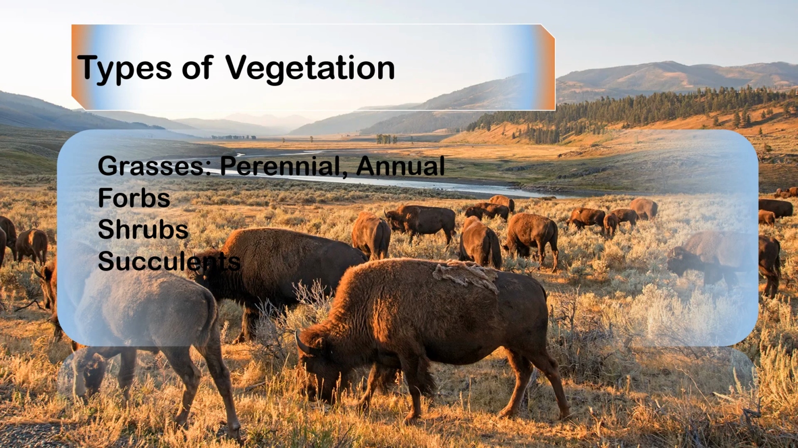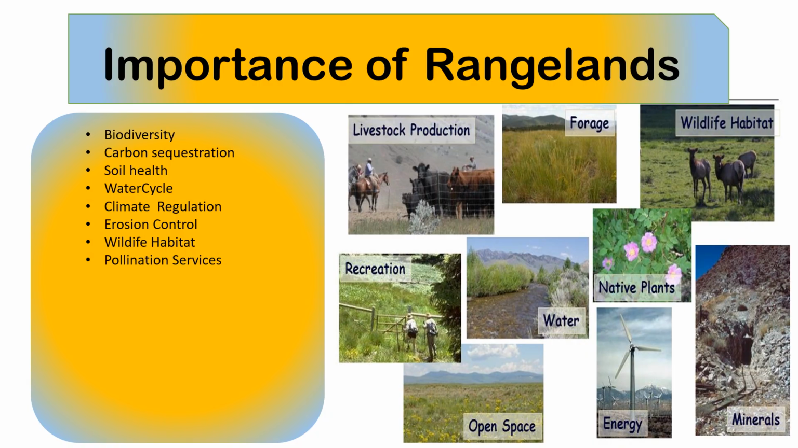So, what are the types of vegetation that are abundantly present in the rangeland? They are mostly grasses that may be perennial or annual. And there are forbs, shrubs, succulents, and also ephemerals, which are herbaceous plants that grow after the rainy season.